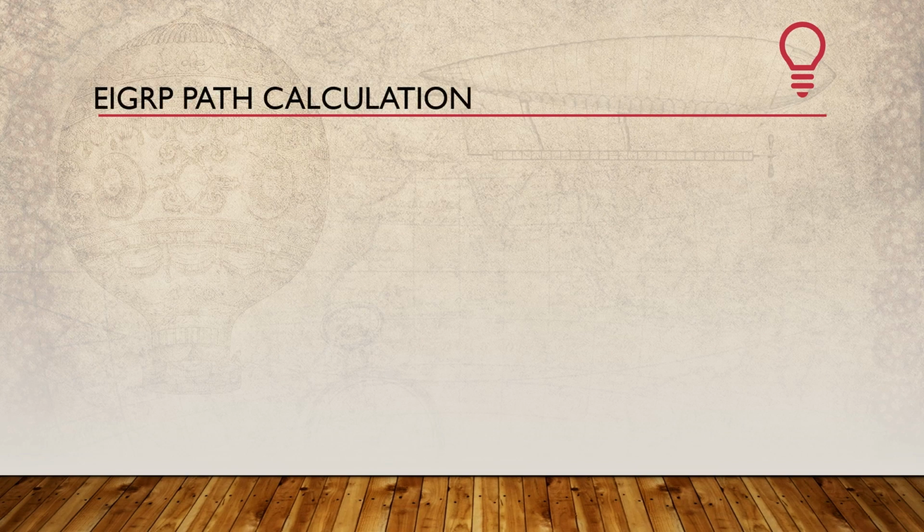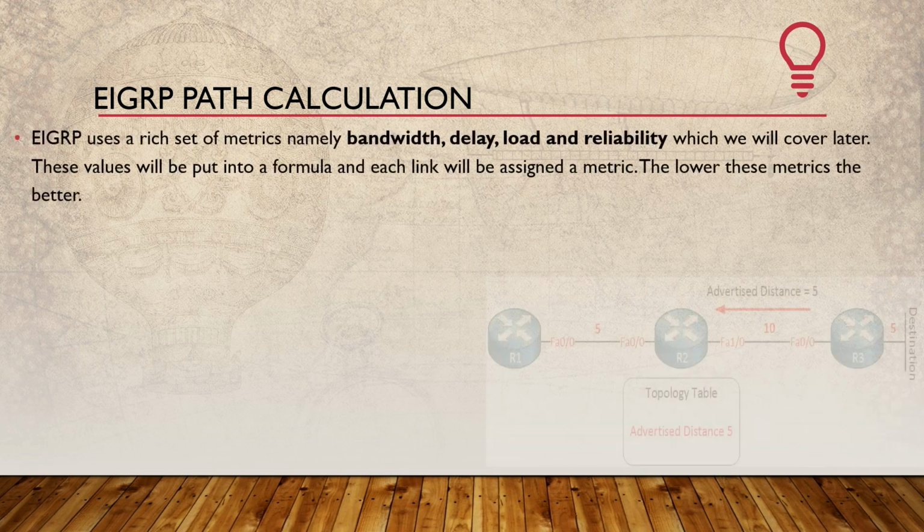We all know EIGRP uses a rich set of metrics, namely bandwidth, delay, load, and reliability, which we will cover later. These values are put into the formula and the result is assigned to the link as a metric, and the lower these values are, the better. How the metrics are calculated, we will see at a later stage. Now let us assume some metric values are assigned to the routers and see how it works.